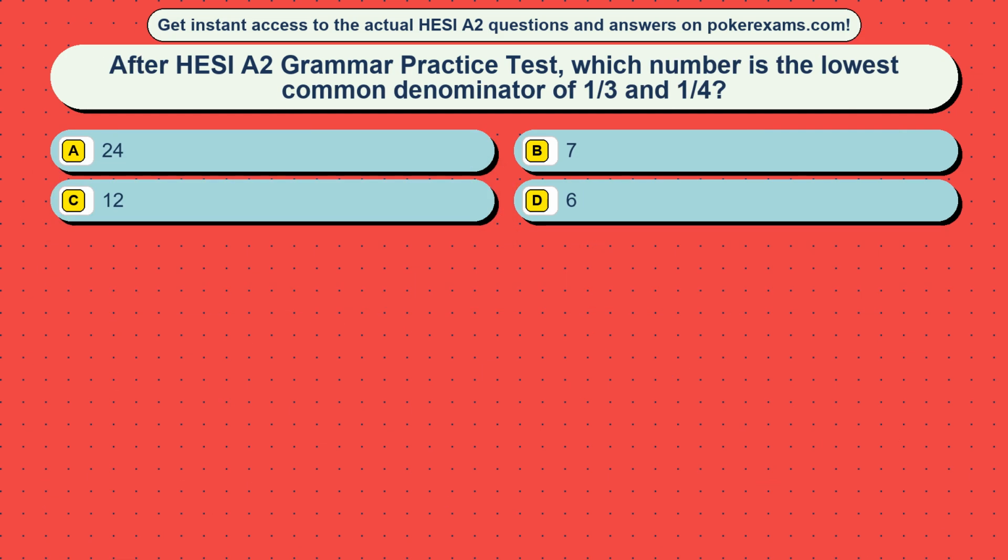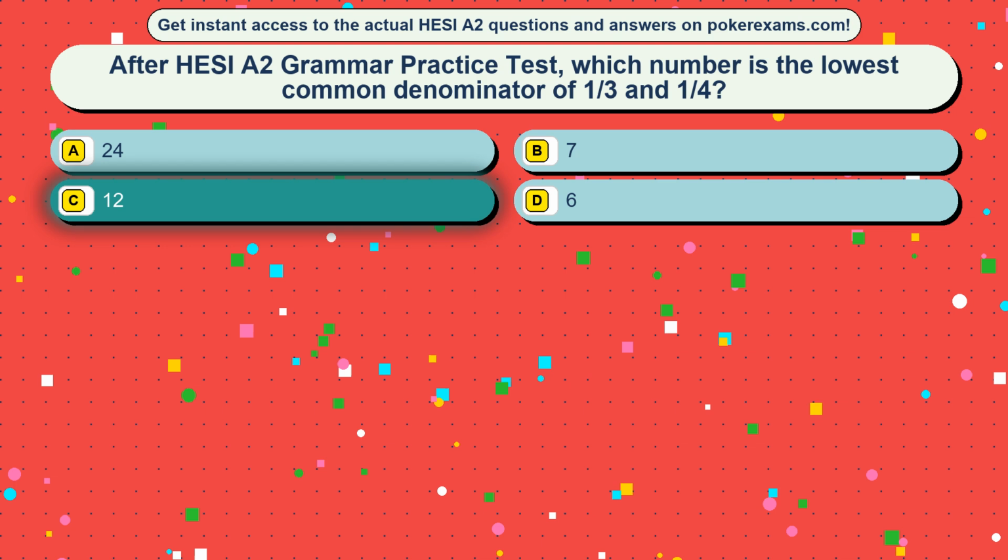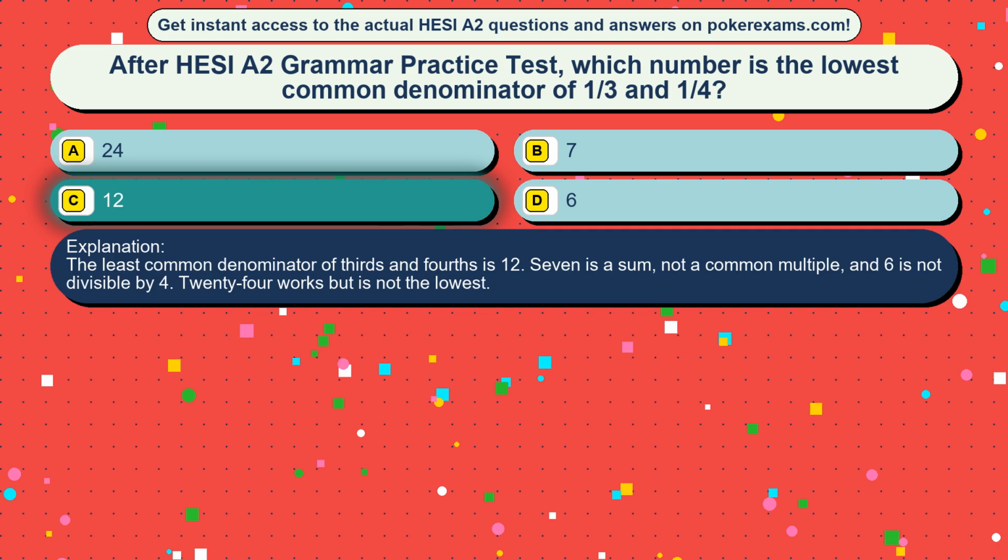Question 16. After HESI A2 grammar practice test, which number is the lowest common denominator of 1/3 and 1/4? Option A, 24, option B, 7, option C, 12, option D, 6. The correct answer is option C, 12. The least common denominator of thirds and fourths is 12. 7 is a sum, not a common multiple, and 6 is not divisible by 4. 24 works but is not the lowest.